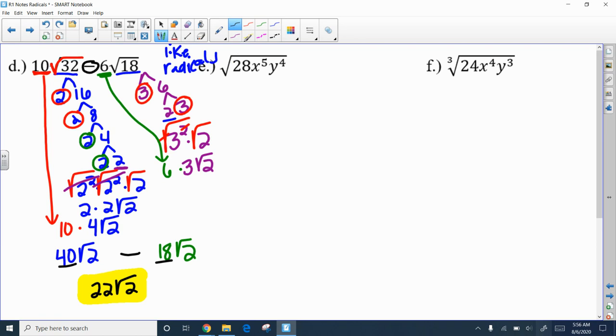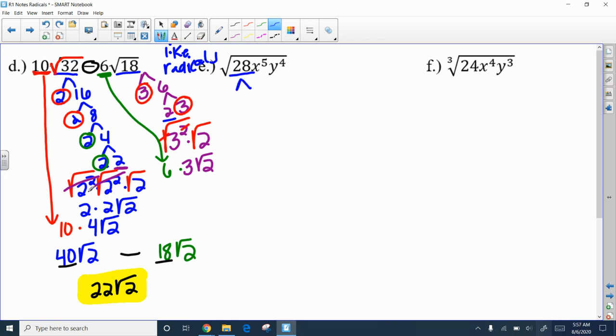All right, so let's simplify E. So I have 3 parts of this. I have the number, the X, and the Y. So I am going to simplify each part separately. So let's go ahead and simplify the number first. So the square root of 28 part.